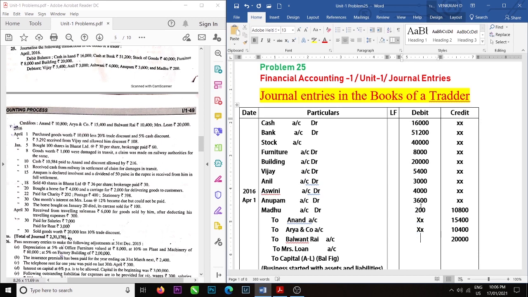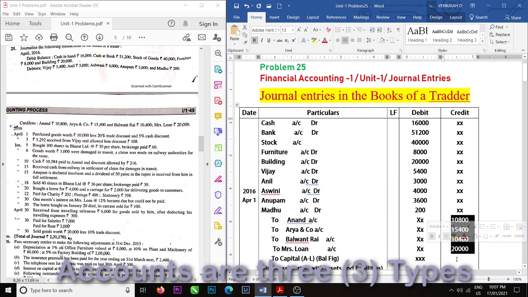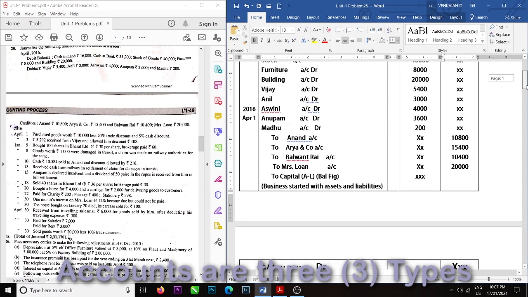And you please find the balance amount. Balance amount is capital. Balance amount how to find is total all these assets minus these liabilities. Okay. Balance figure will be capital. You please find in your solution on your notebook. Okay. Right.